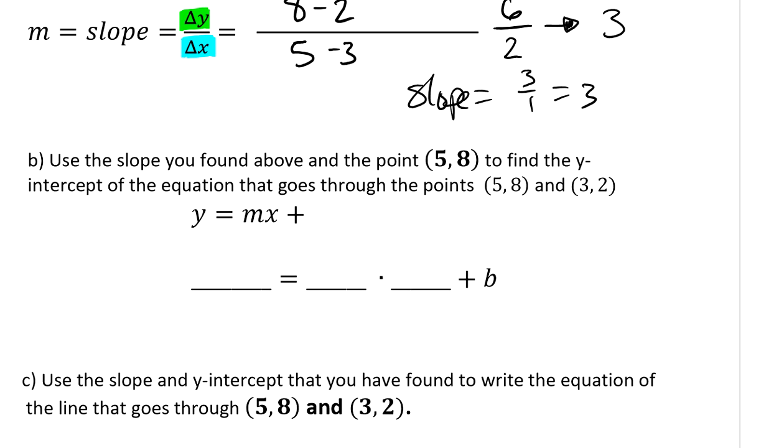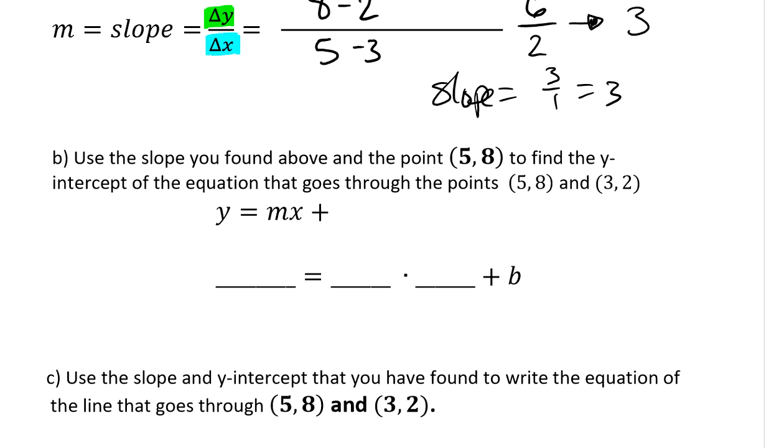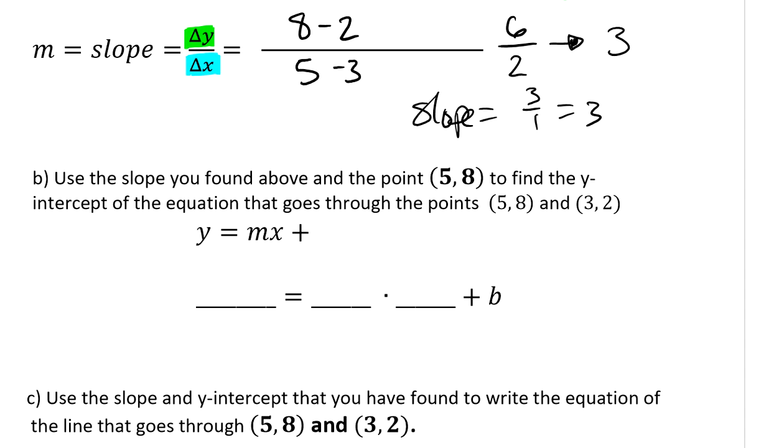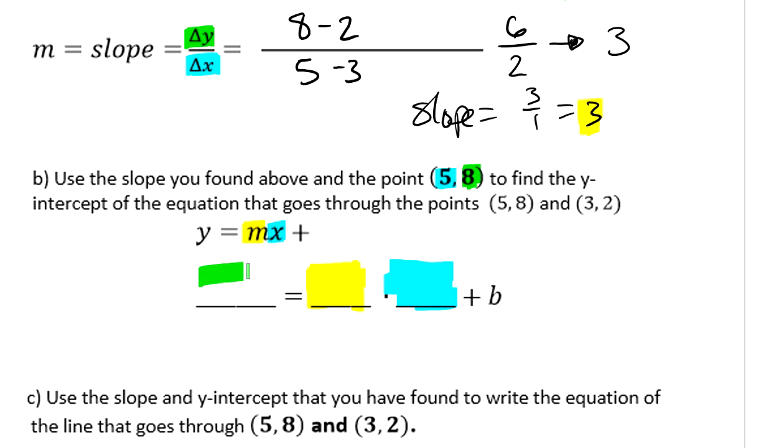Next, it says use the slope that you found above. Okay, let me highlight this. Here's my slope, it's 3. And I'm going to place that right here in the equation. The other thing that I'm going to do is I'm also going to use the point 5, 8 that you can see right here. So that 5, 8 has an x value, and that's going to go right here. And the other thing that it has is a y value. Well, y is 8, and that's going to go here.